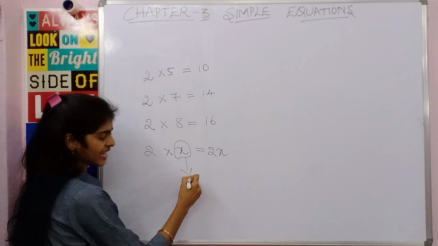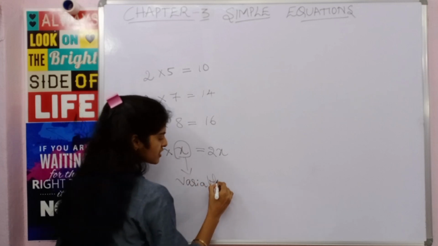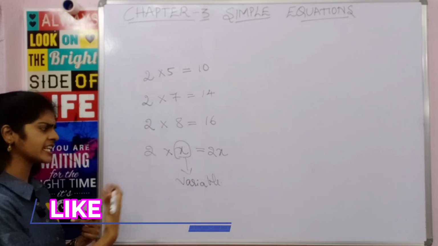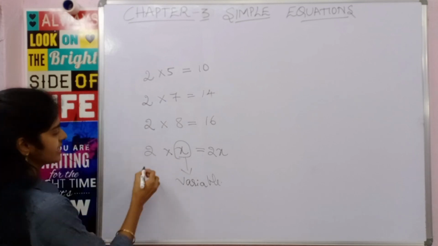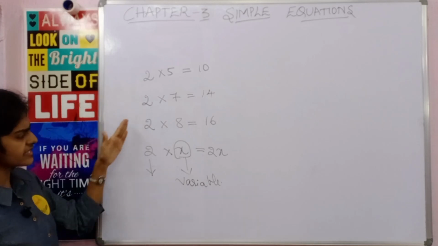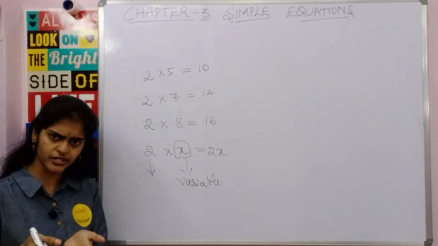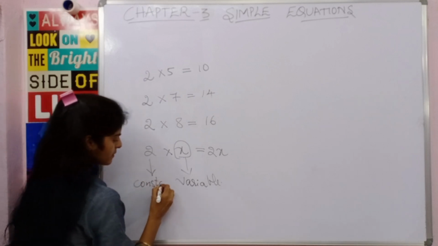So this is varying, and this is called a variable. This value varies, that means you can take any value for x, clear. And here you can see that 2 is a constant. Everywhere you see 2 is constant, it is the same 2 rupees chocolate. So this 2 is called a constant.